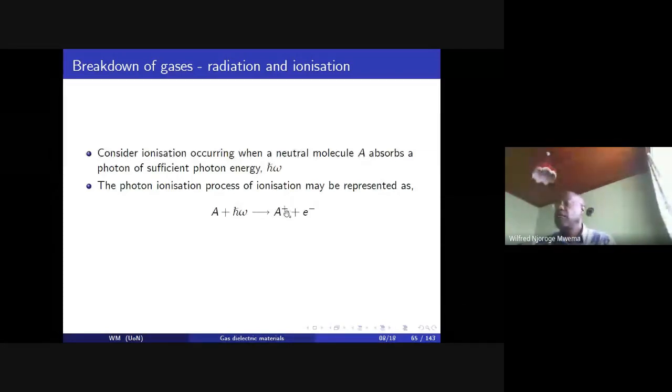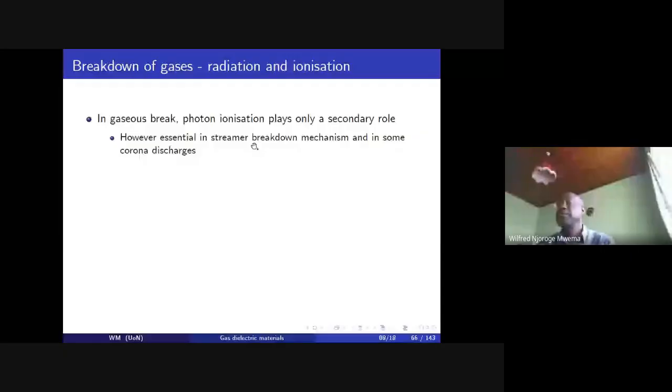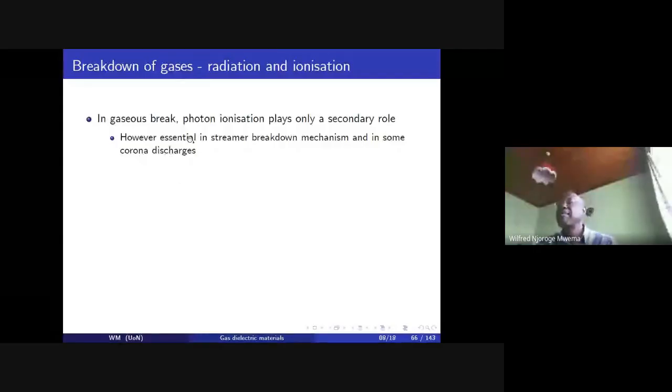In breakdown, photon ionization will play only a secondary role, but it is essential when we have corona discharges that appear around high frequency, high voltage cables, with the sound coming from around the wire. That is the corona discharge.